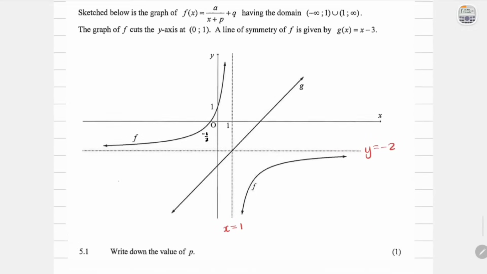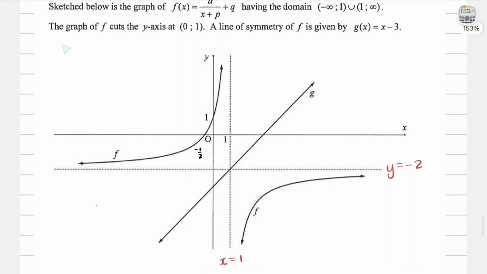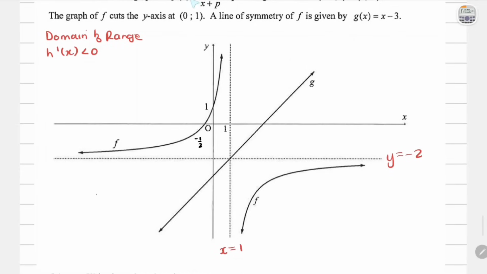Let's look at our graph. So we know domain and range stay exactly the same. And the second thing we know is that h prime of x is going to be negative. Okay, do you see what the graph of h is doing right now? So on its domain, it is moving upwards. It's increasing. See, that wing is increasing and this wing is also increasing.